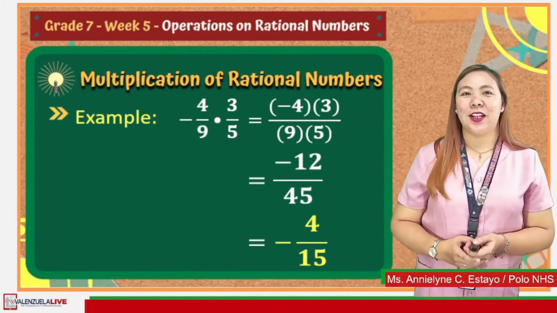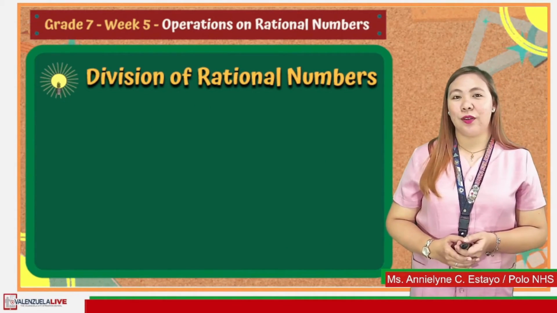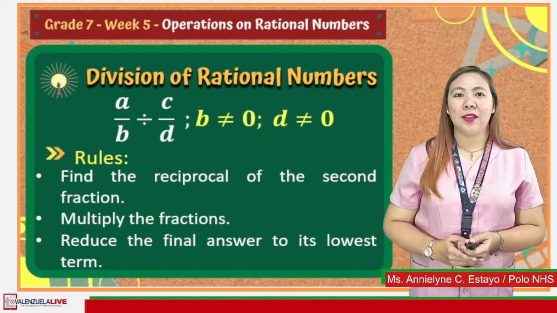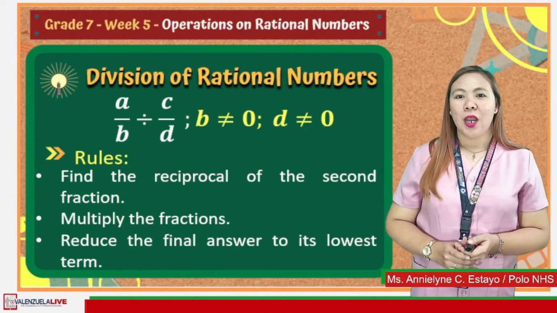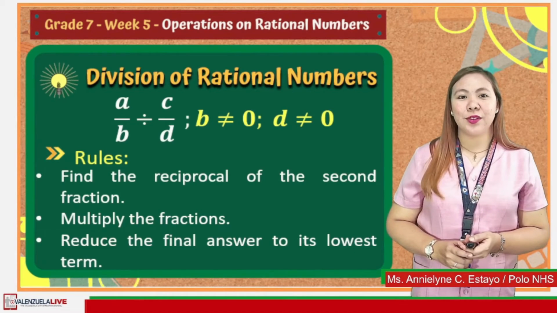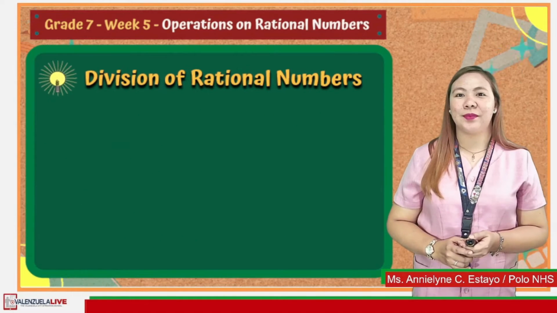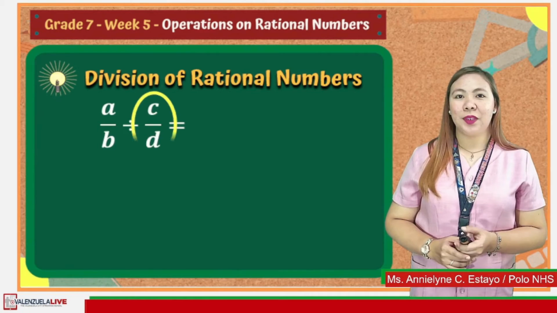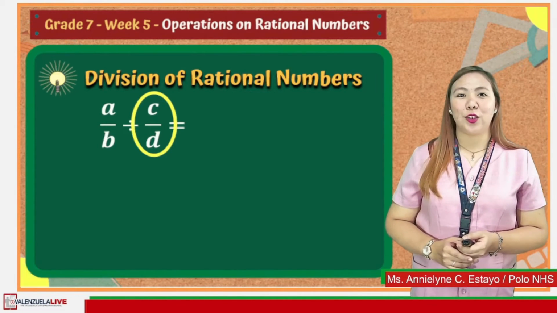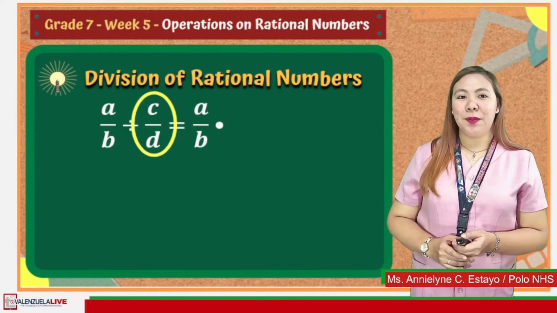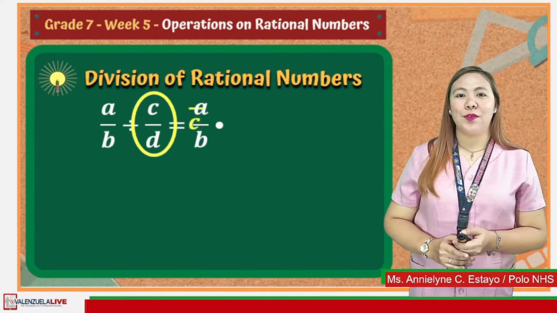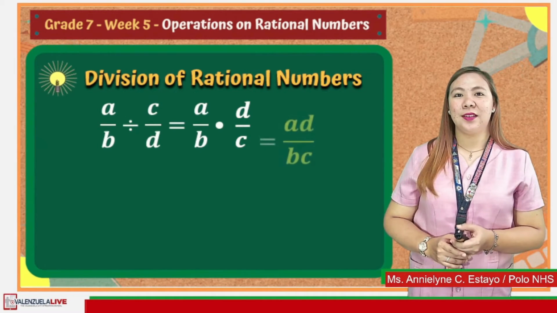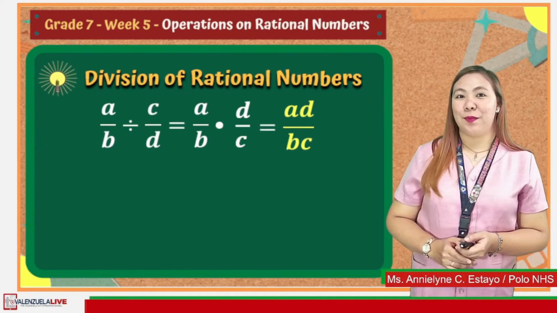Let us proceed to the last operation, which is division of rational numbers. In dividing rational numbers, we need to find the reciprocal of the second fraction, multiply the fractions, and reduce the final answer to its lowest term. So we have a over b divided by c over d, where c over d is the second fraction. A over b times the reciprocal of c over d, which is d over c, or simply ad over bc.